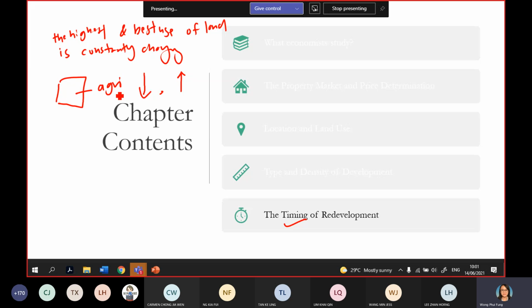So although originally the land use is agriculture, as time goes along, we notice that another more profitable land use is increasing, for example mixed use or residential. In other words, we have to surrender the old use and change to a more profitable use. So we need to investigate when is the best timing to redevelop, to change the land use.